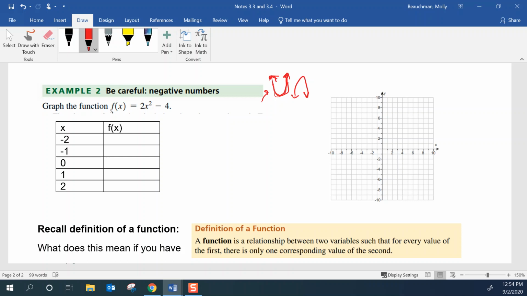So now I'm going to plot some points. If we substitute -2, we get 2 times -2 squared minus 4. This is going to take a little bit more work. So we get 2 times -2 squared is 4, so 8 minus 4 is equal to 4. So the first point is -2, 4.